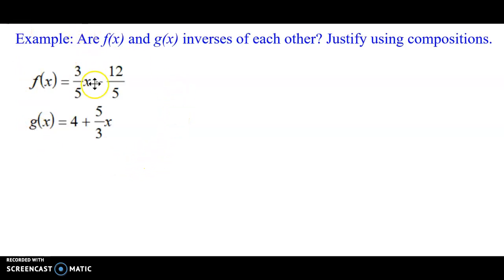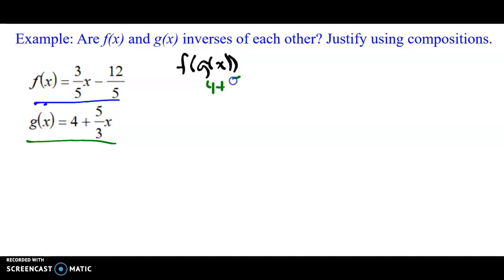We have this first one. We have two functions, f of x, which is 3/5 x minus 12/5, and g of x, which is equal to 4 plus 5/3 x. So if we look at our first function, and then our second one, we'll see through compositions whether or not they're inverses. So if I have f of g of x, g of x is equal to 4 plus 5/3 x, and that's going to go in for x in my function f.